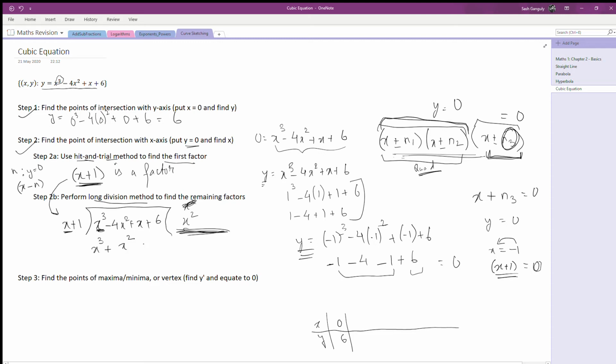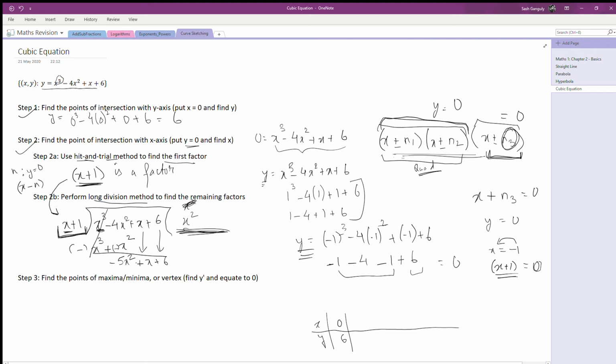Do not worry about the rest, right? Because you can only have two terms at a time because we have two terms over here. So then you just subtract it, and x cubed and minus x cubed cancels out, and then minus 4x squared minus x squared will make it minus 5x squared, right? So this is my remainder, and then bring the other terms down. I have minus 5x squared plus x plus 6.